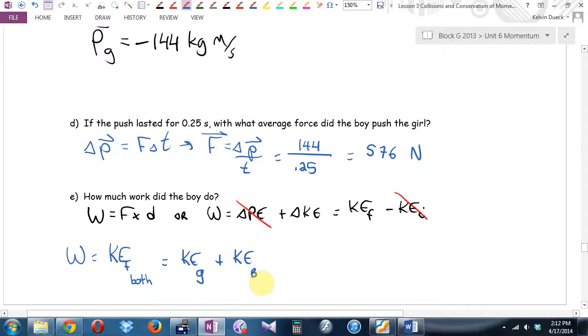Hey, what's kinetic energy? A half. Oh, so this is going to be a half mass girl v girl squared plus a half mass boy v boy squared.